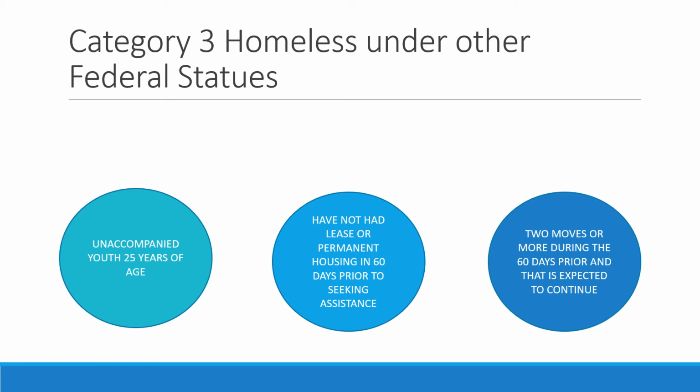People who fall into Category 3, homeless under other federal statutes, are youth under 25 years old or families with children and youth who haven't had a lease or occupancy agreement in housing for 60 days prior to applying for assistance, and also youth who have unstable housing marked by 2 or more moves in the 60 days prior to applying for assistance. And it's expected that that housing instability will continue for them.